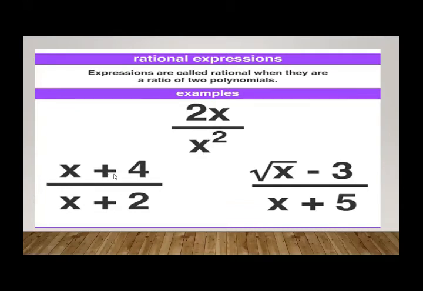In the second example, we see they are binomials, x plus 4 and x plus 2. Numerator and denominator having binomials, so we say they are examples of rational expressions, because they are developing a relation between quantities of the same nature. The last example is root x minus 3 and 5 plus y. In each one we see there are two terms, meaning both numerator and denominator have binomials. So they are examples of rational expressions.